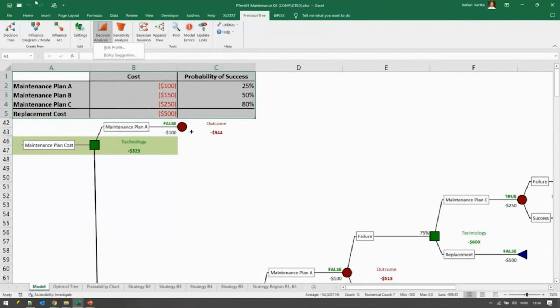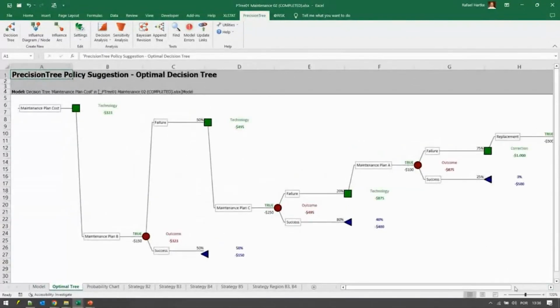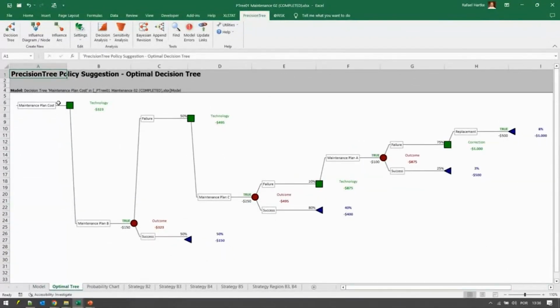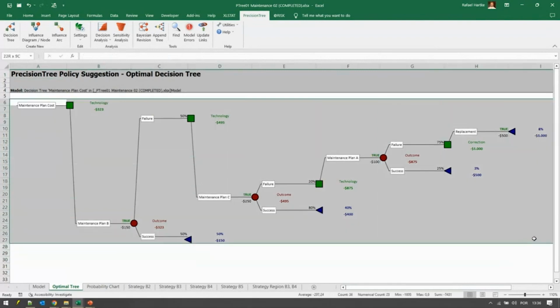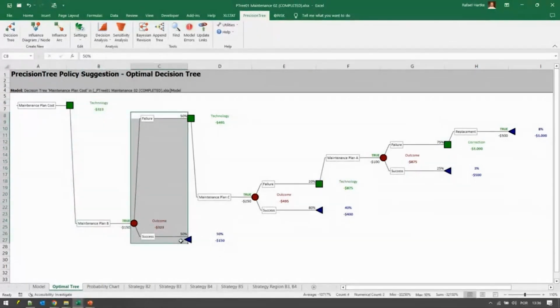Okay, so first of all, we have a policy suggestion, which is a report that creates an optimal tree. And the optimal tree is a good way to present your strategy because it brings you only the tree containing only the paths you should follow. It removes every decision alternative that is false, so only the true paths on the decision nodes, and of course on the probabilistic node where you don't control anything, it shows you all the possible outcomes.